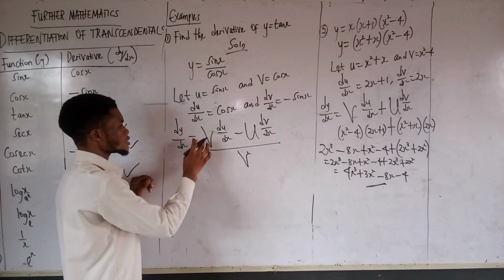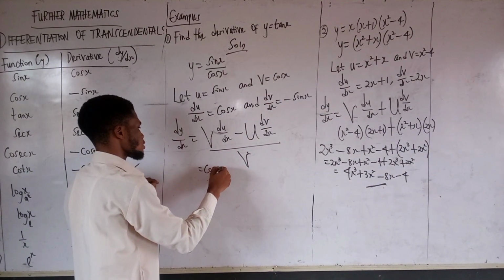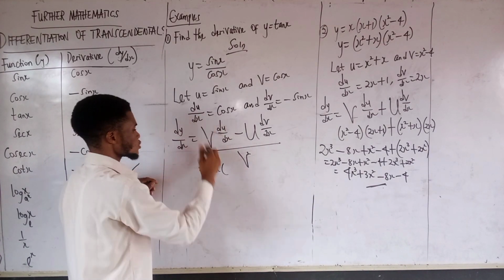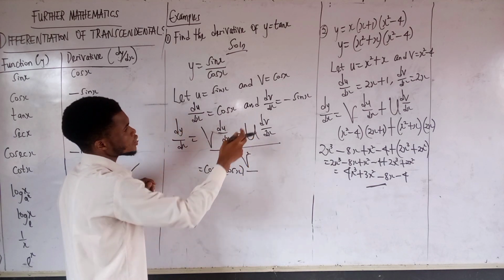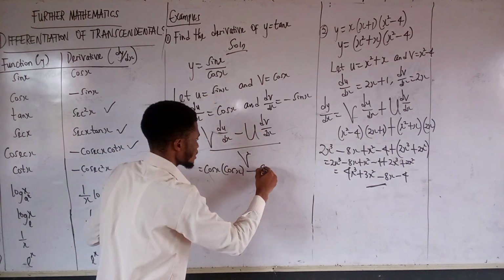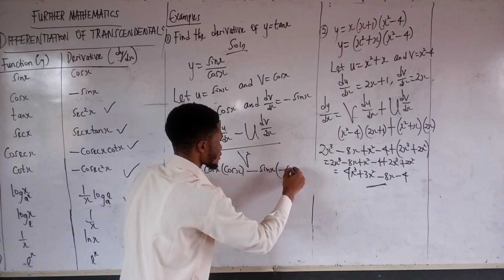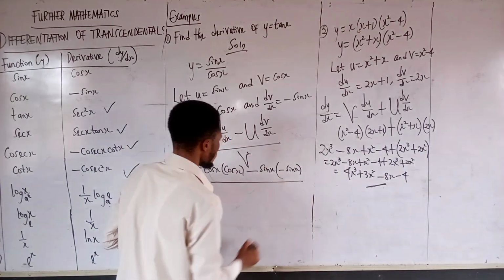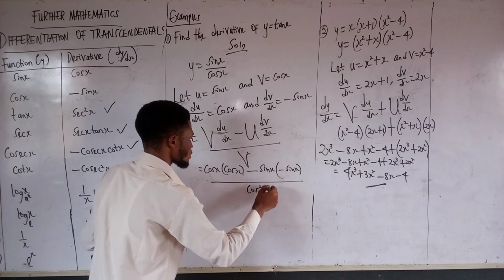So recall, what is my v? My v is cos x. Cos x times, what is du/dx? The du/dx is cos x. Minus u, what is my u? Sin x. And what is my dv/dx? Minus sin x. Divided by v squared. What is the v? Cos x squared.